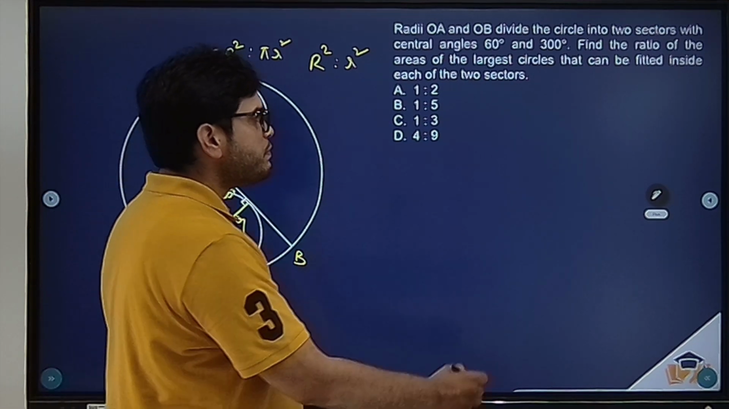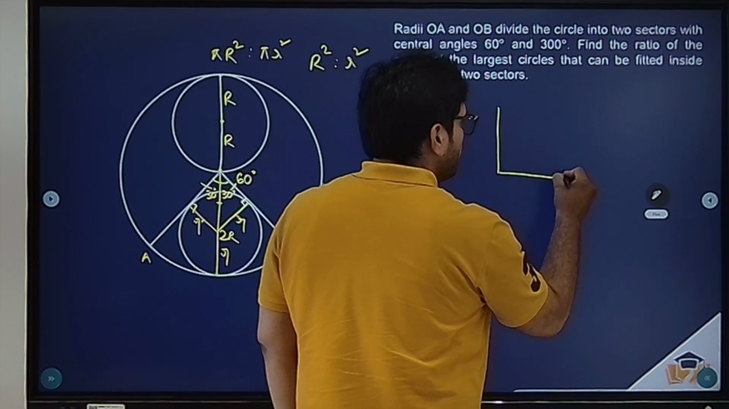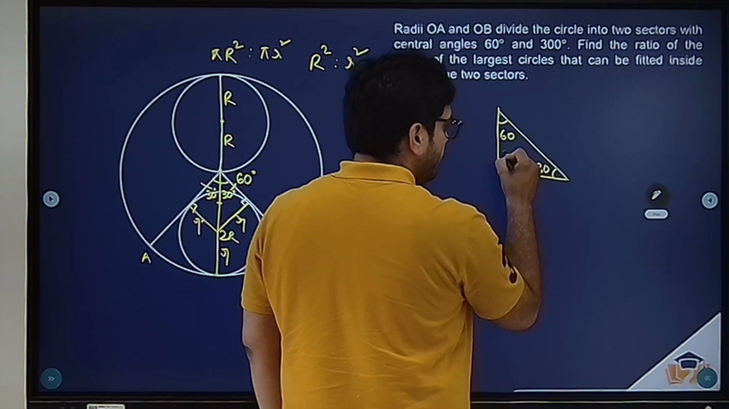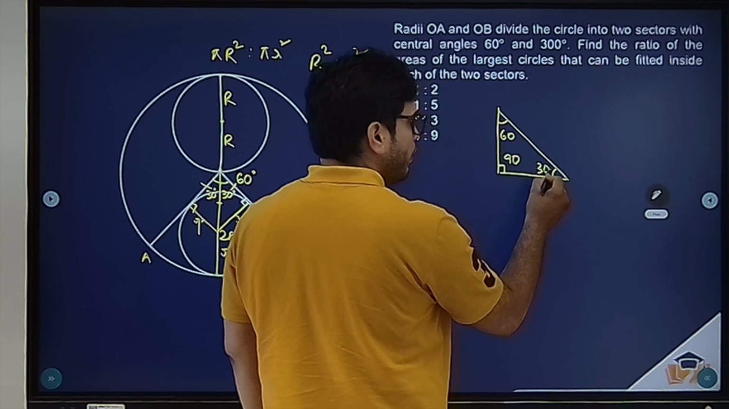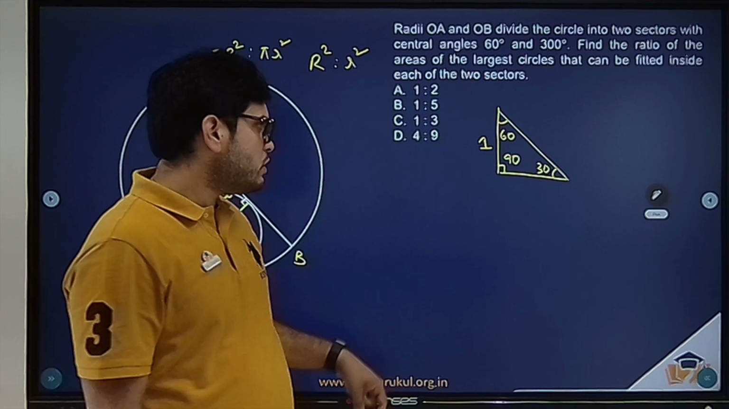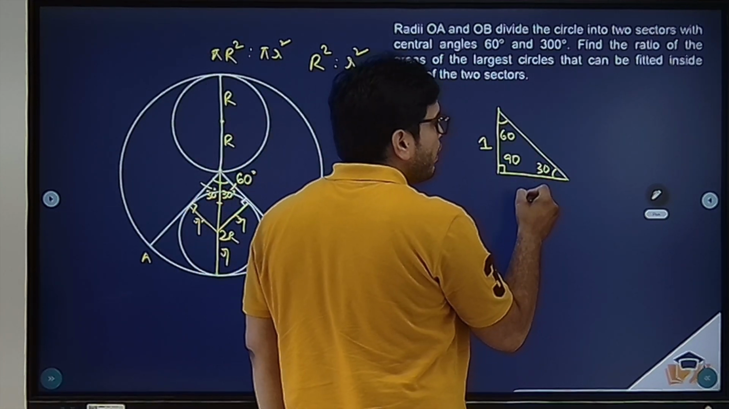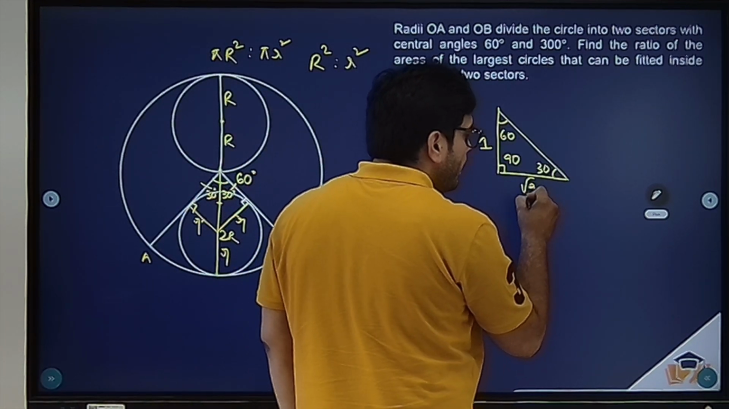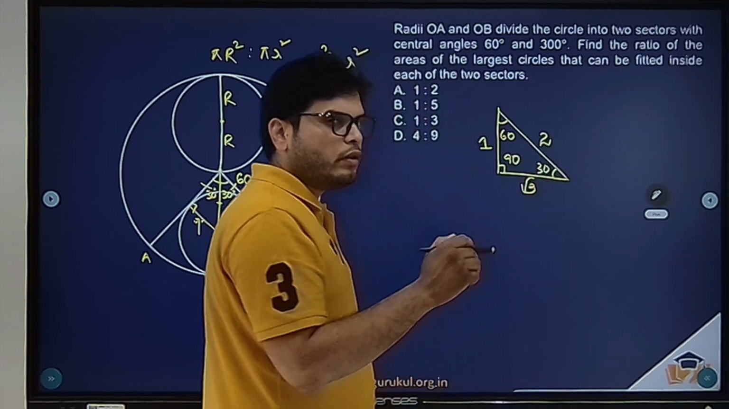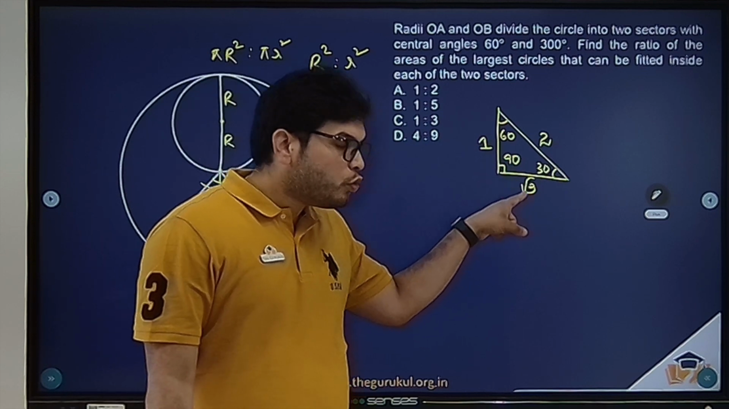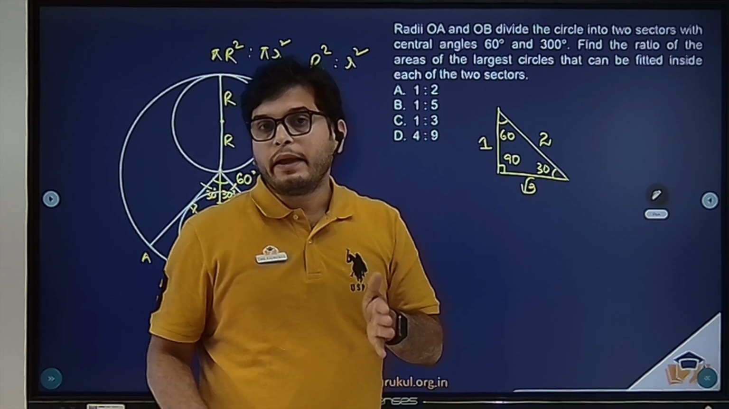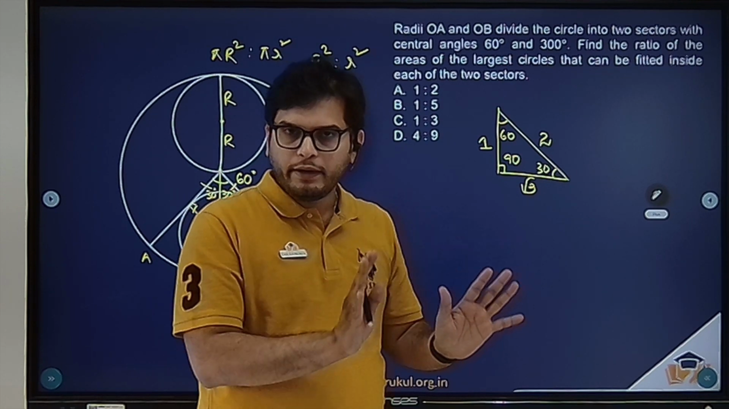Now if we have a special right angle triangle, 30, 60, 90, right? Now the side opposite to the 30 degree angle is 1 unit. The length of the side opposite to 60 degrees would be root 3 and the length of the side opposite to the right angle would be 2 units, or the ratio of the sides would be 1 is to root 3 is to 2. Right. This is true for all the right angle triangles of kind 30, 60, 90 degrees.